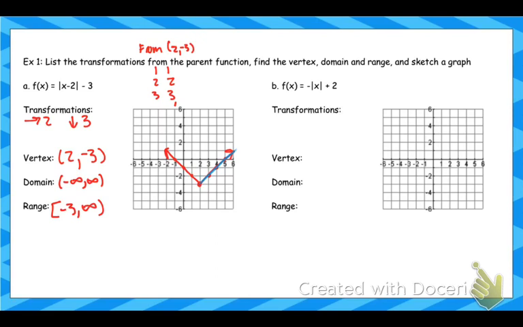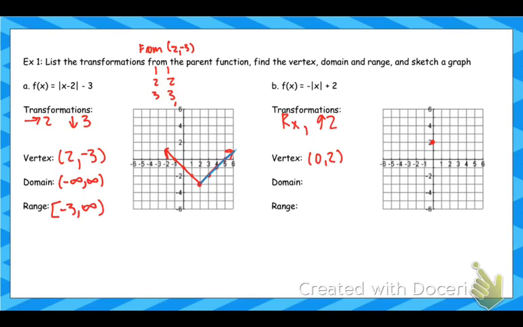All right, let's try this next one. Transformations. Negative out in front, that is a reflection over the x-axis. That means that this graph is going to open down. +2, that is a shift up 2. That means my vertex is at 0, 2.